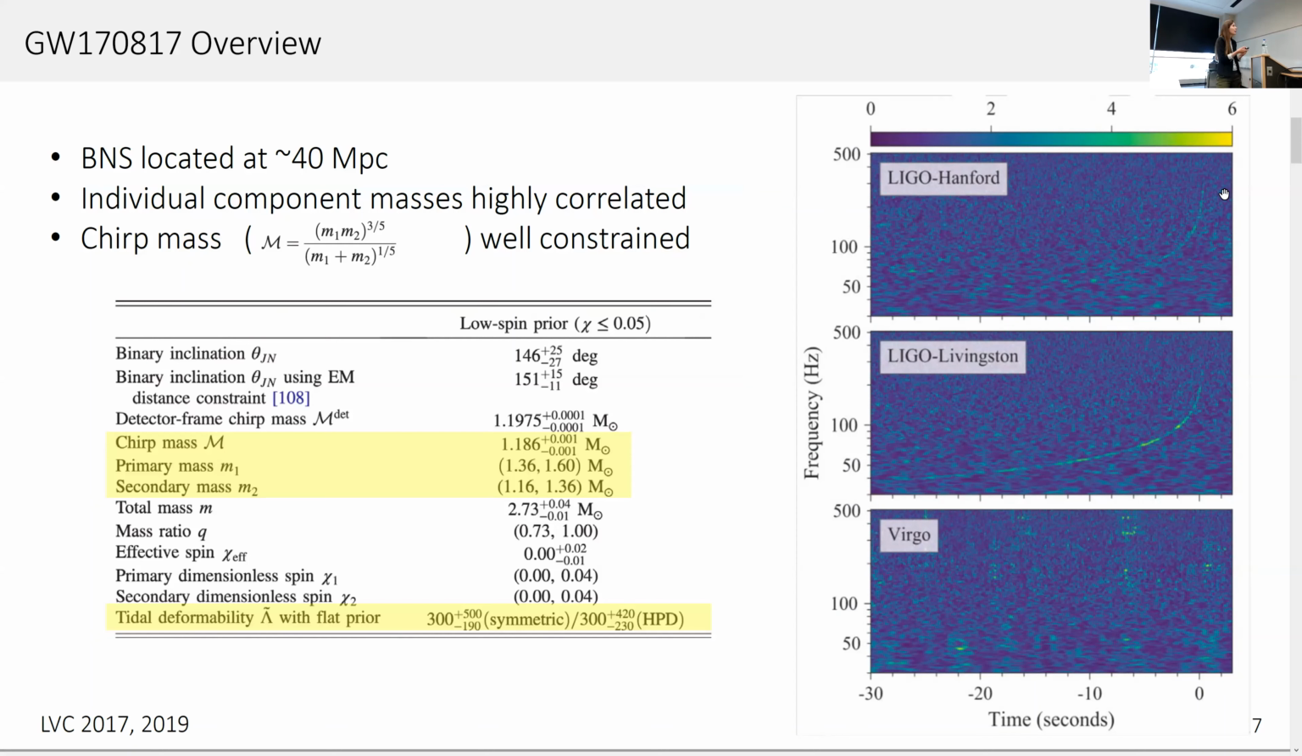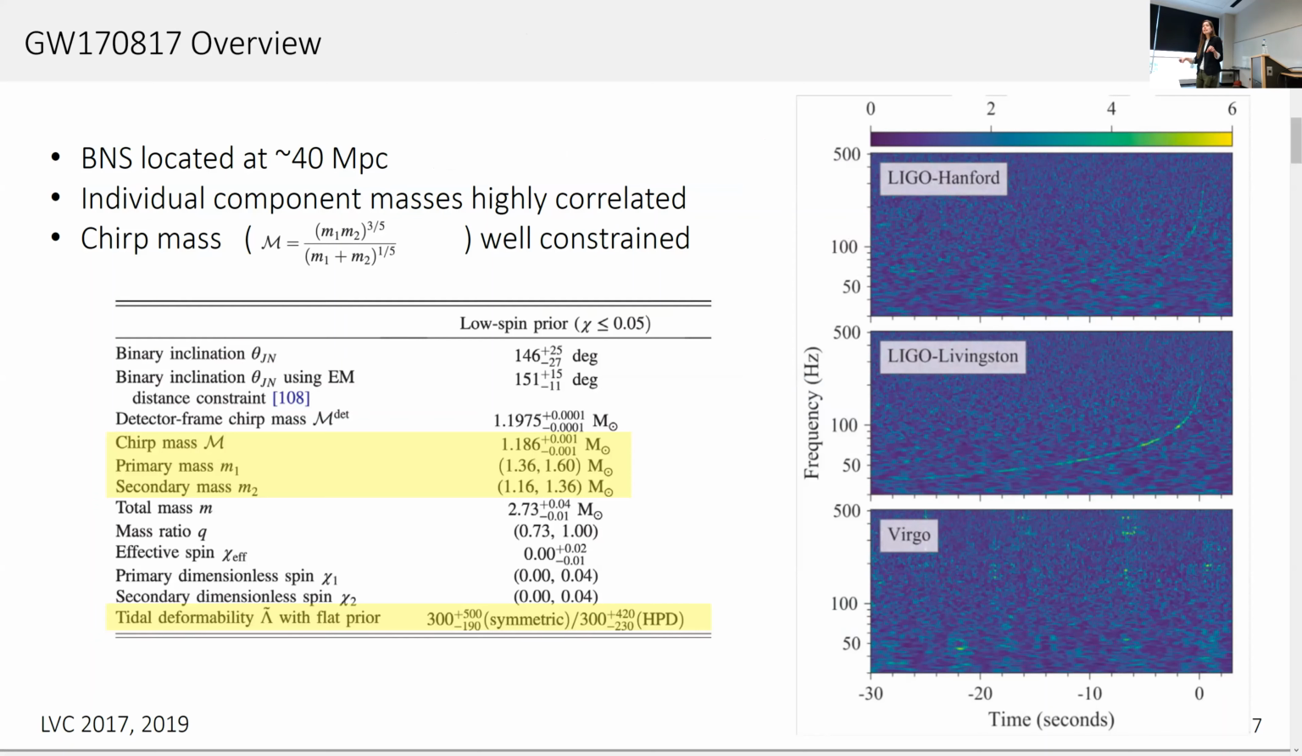So there's a lot here. I want to focus on just two of the properties in particular. The first is the masses of the two neutron stars. On their own, these are two roughly 1.4 solar mass neutron stars, which is not extraordinary. That's sort of the canonical mass that you might expect for a neutron star. But you'll notice that the individual component masses are only very broadly constrained. It turns out that the two component masses in the system are very highly correlated.